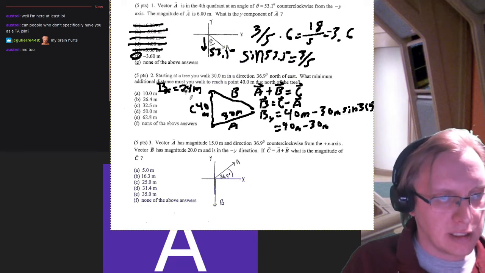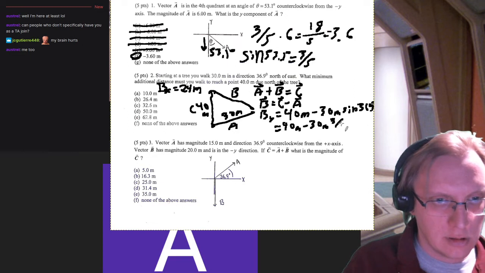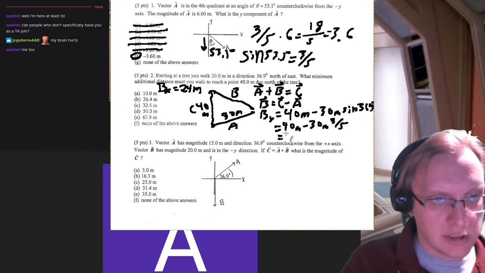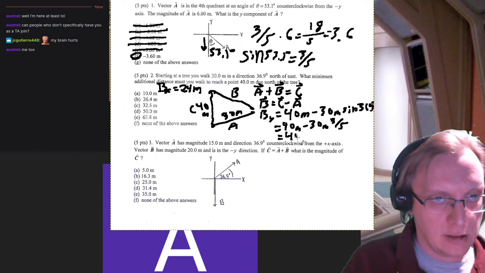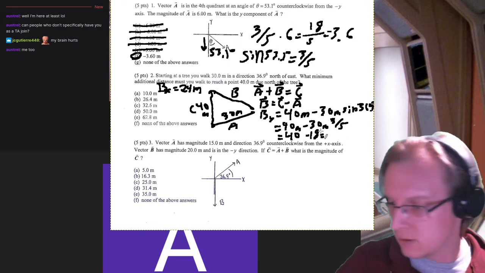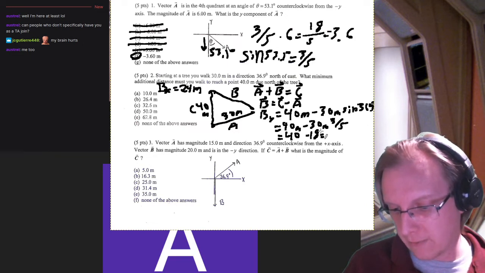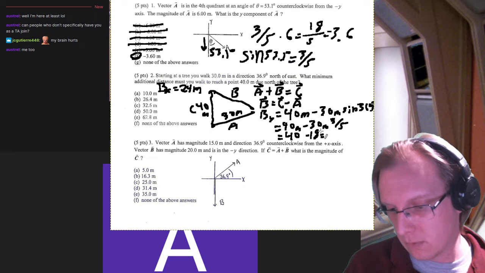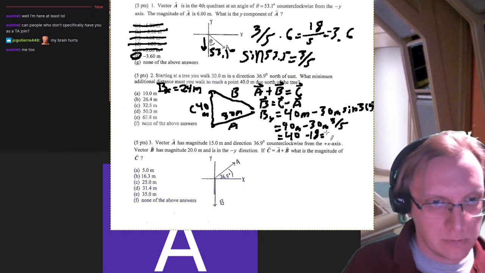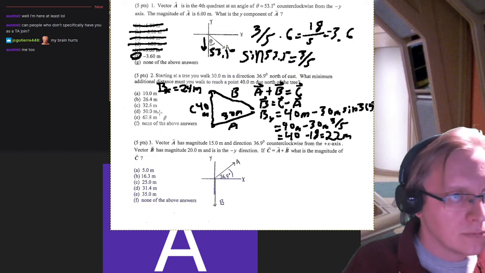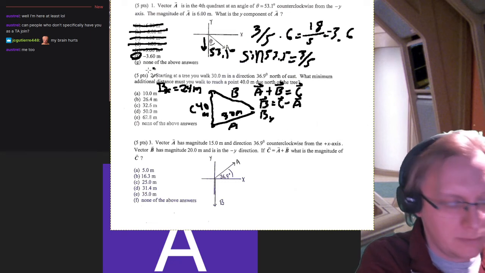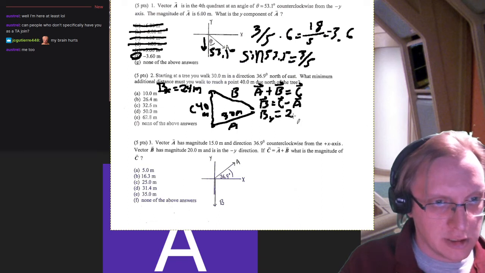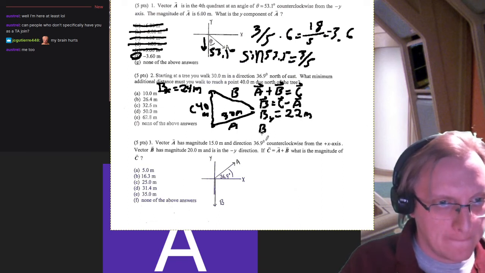Sine going up, so this is the short one, this is 3/5. 40 minus 30, let's start with 30 times 3/5, that's 6 times 3 is 18. 40 minus 18 is 22. 22 meters. So now we know that By is 22 meters.